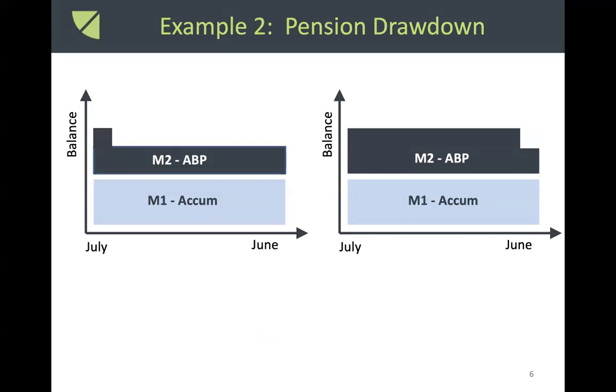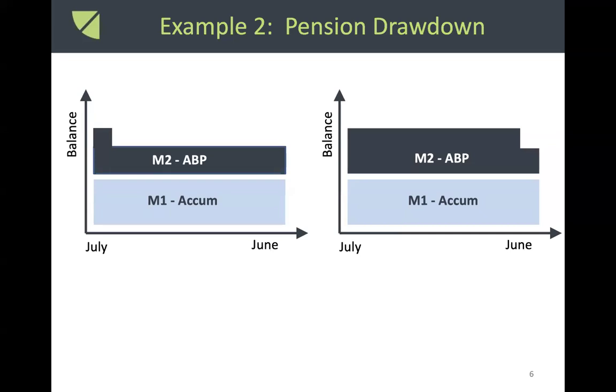In example 2, we're going to look at pension drawdowns and whether we should try and draw down early in the year or late in the year. So on the left, we have a scenario where M2 has drawn down earlier in the year. And you can see that the balance starts off higher. The dark blue starts off higher, and then it drops because the member has taken, let's say she's taken her pension drawdown reasonably early in the year, and then the balance remains pretty flat after that.